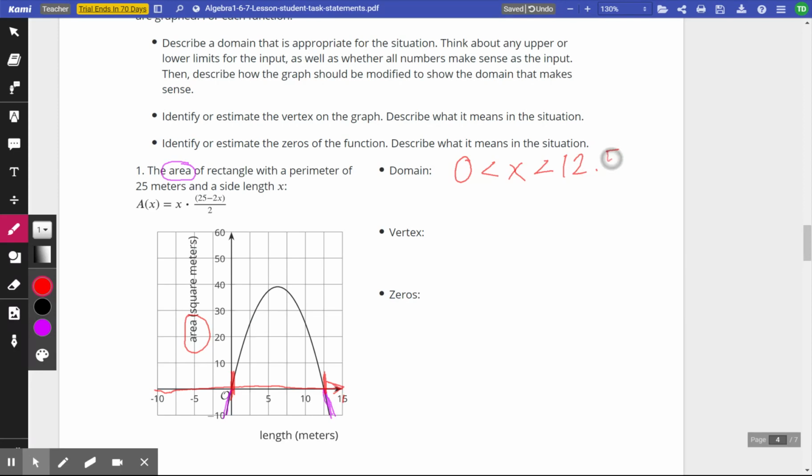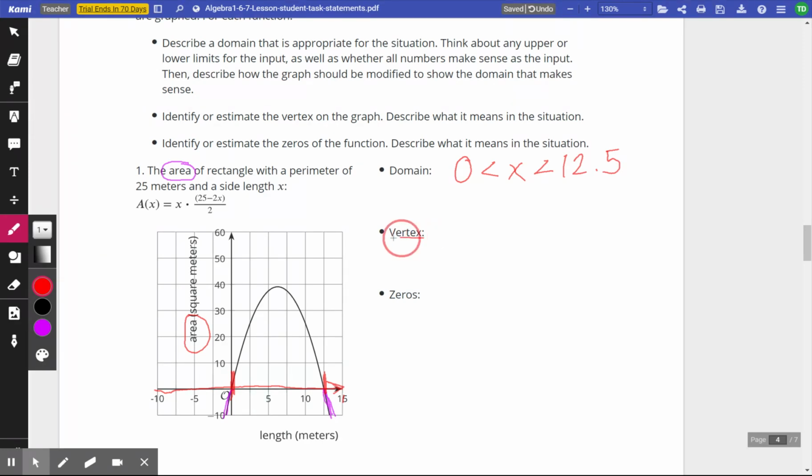So when it's asking for the domain for all of these, 2 through 4, you need to look at what it's actually talking about. Is it talking about area? Is it talking about food? Is it talking about money? In certain situations, you can have negative. In other situations, you cannot. So you need to take that into account.